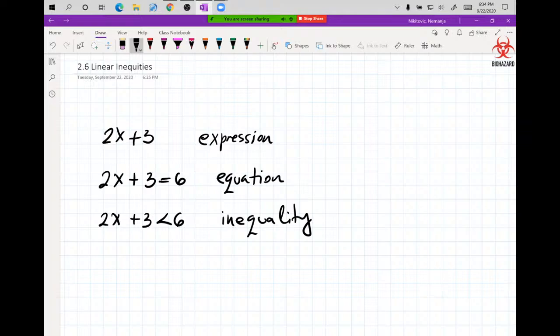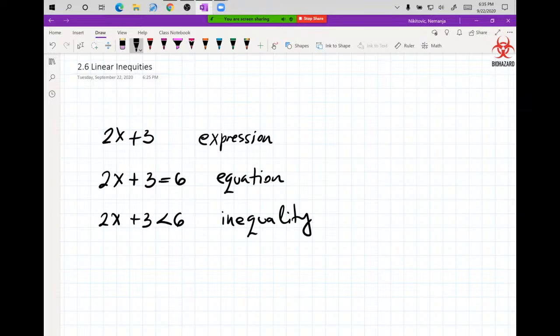An expression doesn't have an equal sign, and you can only simplify it. And if you are given x, you can compute the value for the expression. So you can't do much with an expression. An expression is just there, right? You can compute that if someone says, okay, if x is -1, how much is this? You plug in -1 and you're done. So an expression doesn't have an equal sign and it cannot be solved unless x is provided to you.